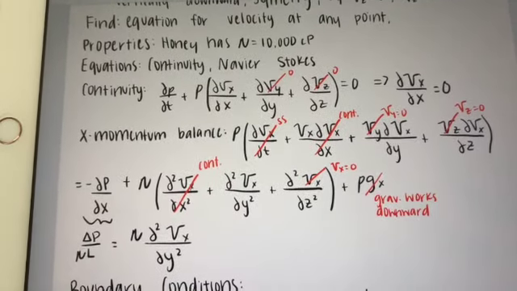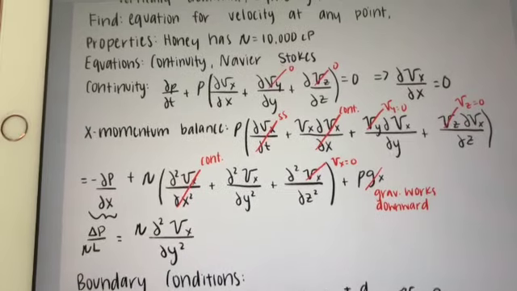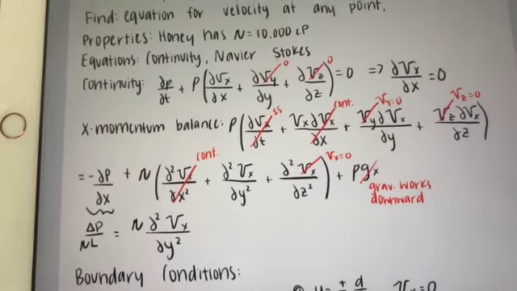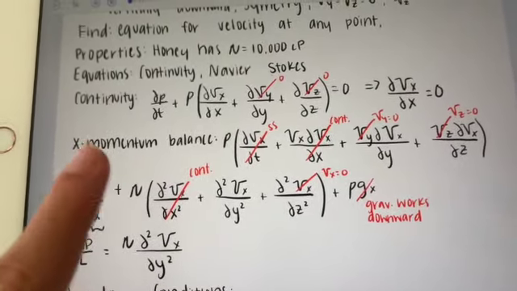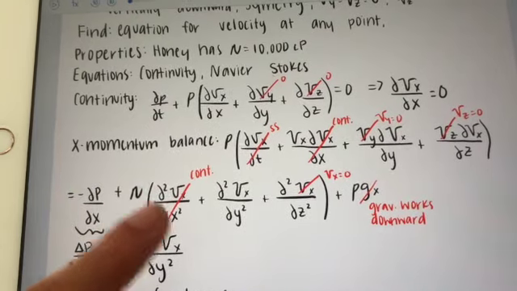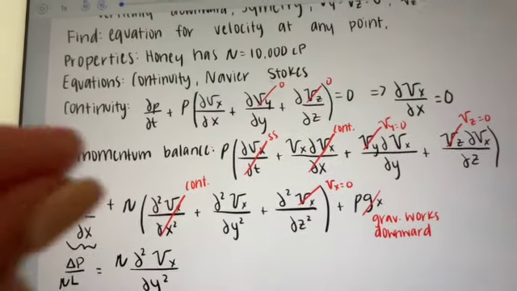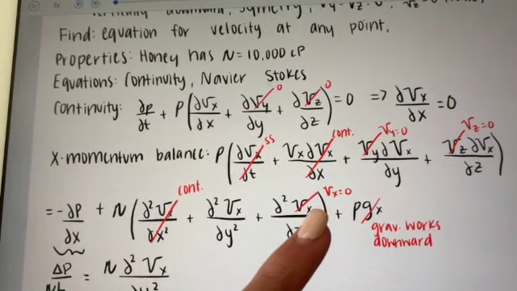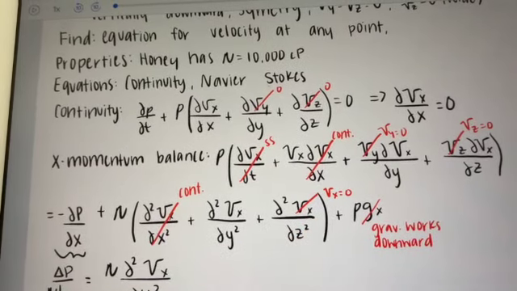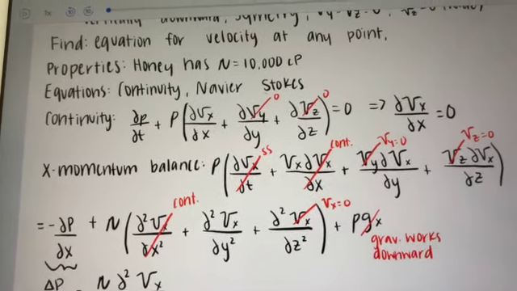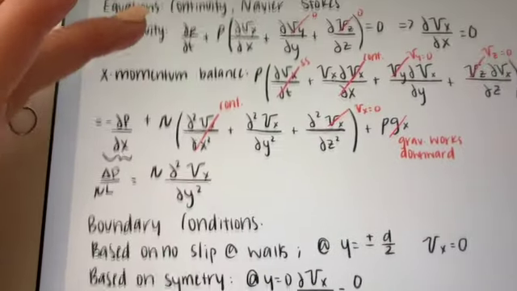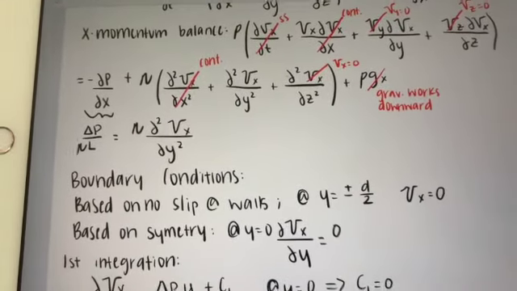And this equals our change in pressure over change in x plus mu. But this can cancel out because if the single derivative is 0, the second derivative will be 0. And for this term, we also know that our velocity in the x direction is 0 from above, and that gravity works downward. So all of this can simplify, and we're given these boundary conditions.